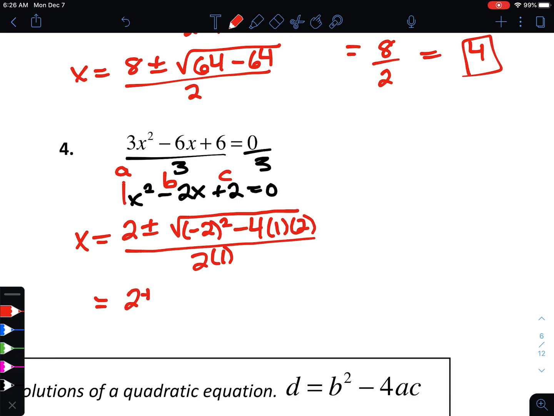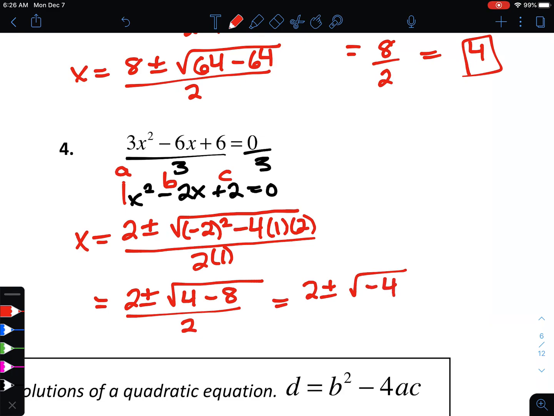All right, so now we've got 2 plus and minus the square root of -2 squared, which is 4, minus 4 multiplied by 1 multiplied by 2, which is 8, all over 2 multiplied by 1, which is 2. So now we can simplify that a little bit more. 2 plus and minus the square root of, in our square root, we should have negative 4, all over 2. Square root of negative 4 is 2i, all over 2.